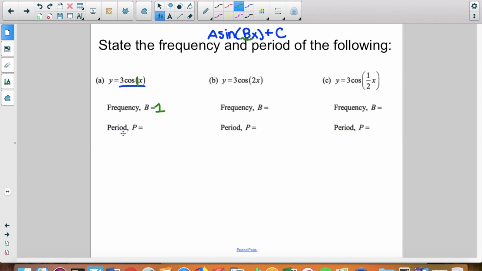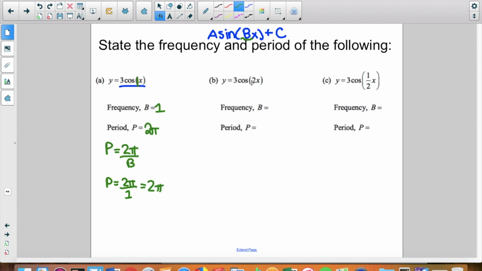So to find the period, you use period equals 2 pi divided by the frequency. So period is equal to 2 pi divided by 1. 2 pi over 1, that just gives us 2 pi. So our period is 2 pi.